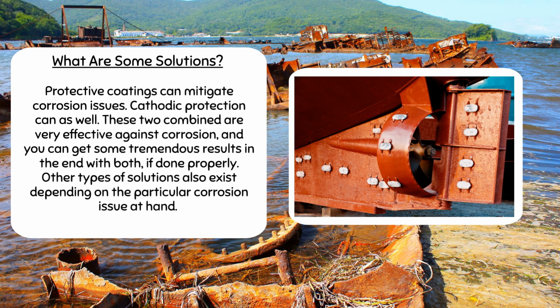Protective coatings can mitigate corrosion issues. Cathodic protection can as well. These two combined are very effective against corrosion, and you can get some tremendous results in the end with both, if done properly. Other types of solutions also exist depending on the particular corrosion issue at hand.